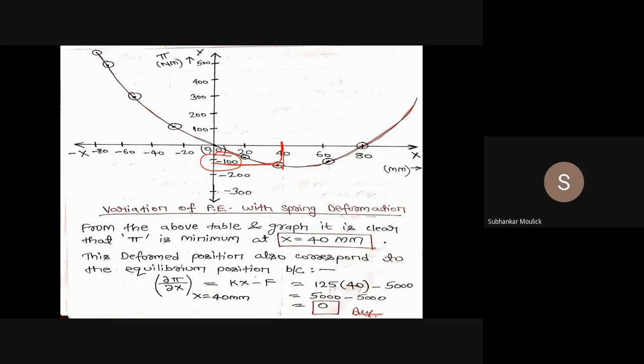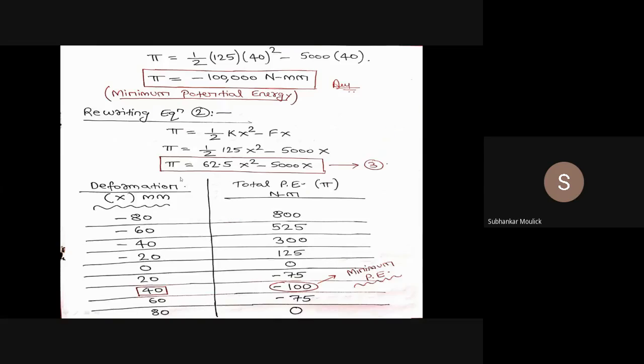Yes, sir. Clear. You also need to verify that this x equal to 40 mm is the equilibrium position for this particular problem. How can you verify? We know that del pi by del x is equal to 0 at which point? At x equal to 40 point.